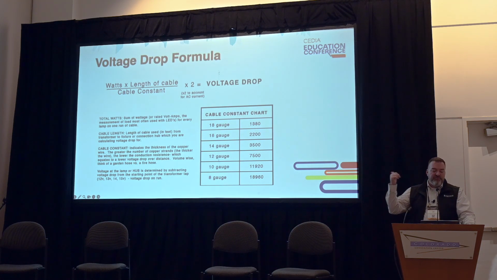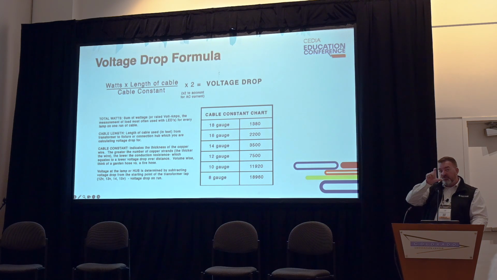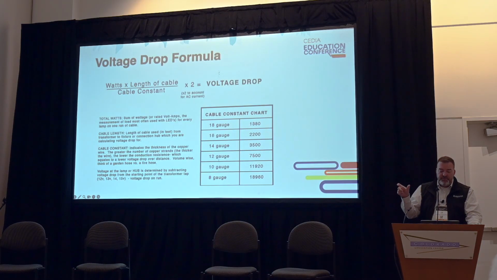So a real simple formula is your true watts, the total watts you're adding for all the voltage you're using, times the length of the cable, from your transformer all the way out to probably your last fixture. Then you divide by your cable constant. The cable constant is given by manufacturers. It indicates the thickness of the copper wire, and the greater the number of copper strands you have, the better the capacity for carrying current without loss.